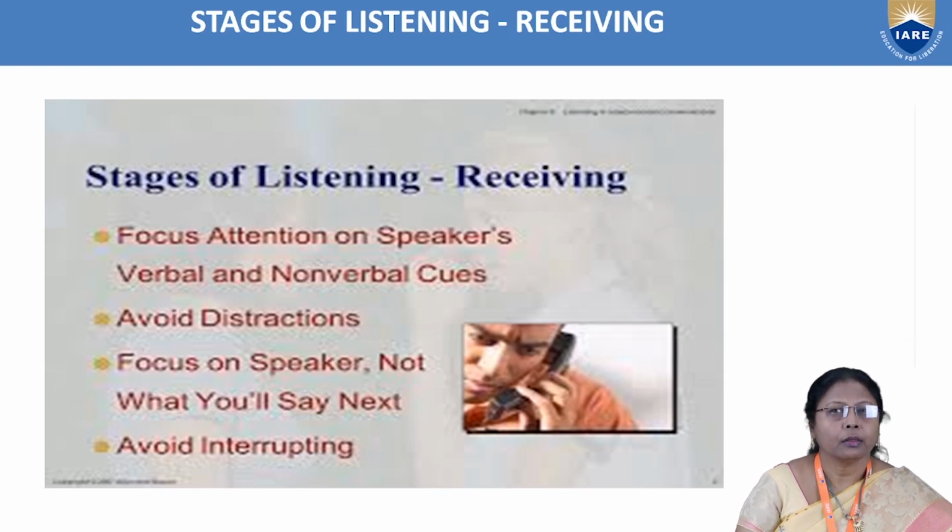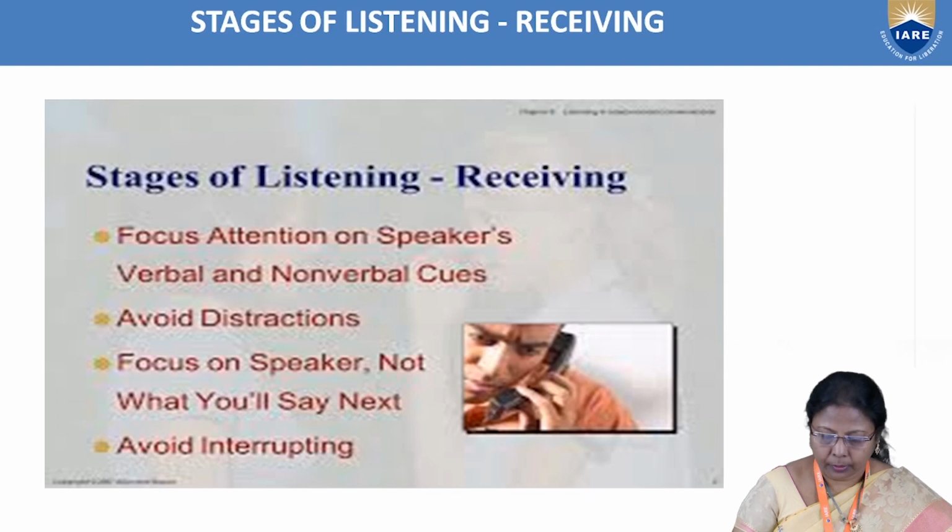And the third point here is to focus on the speaker, not on what they say next. So many people are so eager to assume what will be going on in the next stage. First of all, our focus must be on the speaker itself, what he is speaking, how far we can receive that, and what our next step is. This is very important, and we shouldn't think about the next thing, what he is going to do and what we have to do in that process.